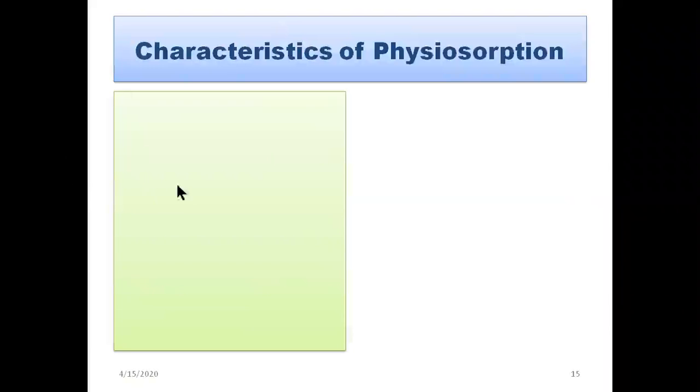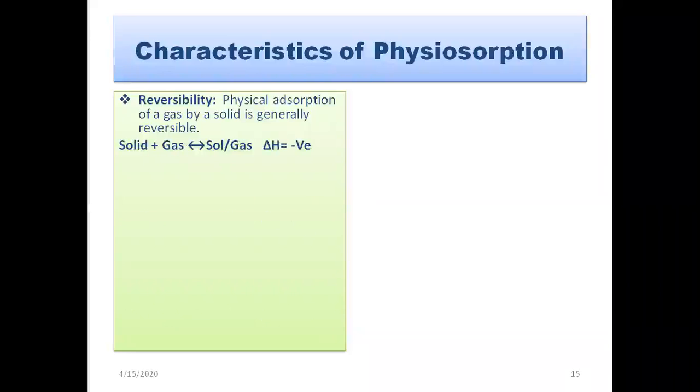Now, let us see the characteristics of physisorption. Now, let us see the reversibility. As we know, van der Waals forces are very weak. They can be broken easily, they can be formed easily. Therefore, physical adsorption is generally reversible in nature. This is an equilibrium process.